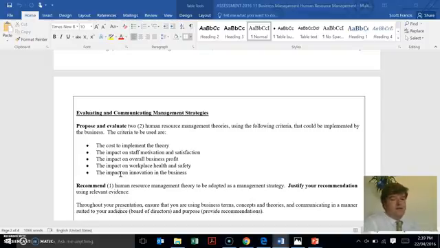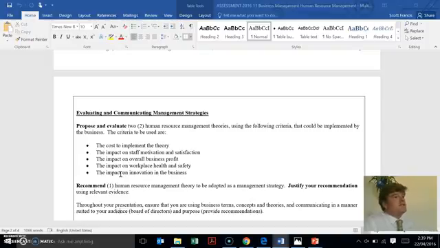That's the sort of thing that a theory is. And decide how well they would work as human resource management, the following criteria. The costs, the impact on staff motivation and satisfaction, the impact on profitability, the impact on workplace health and safety, the impact on the innovation in the business, right? Are your employees coming up with really interesting ideas that are helping to improve the business?